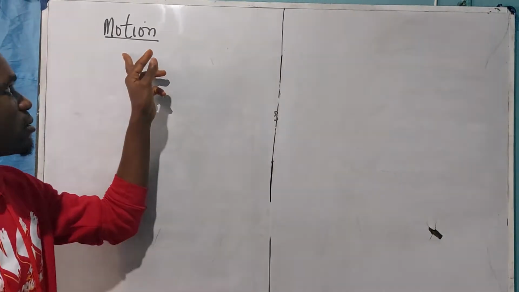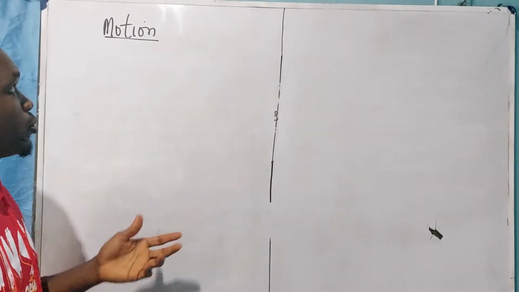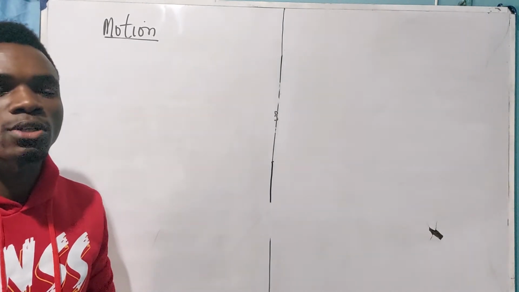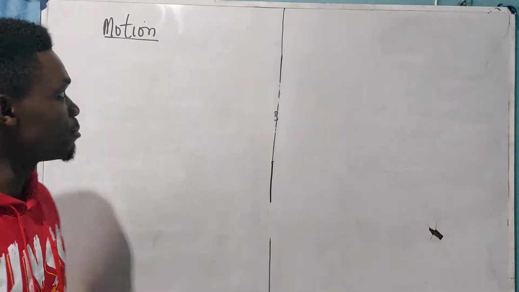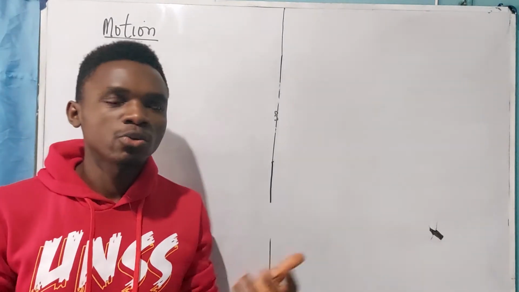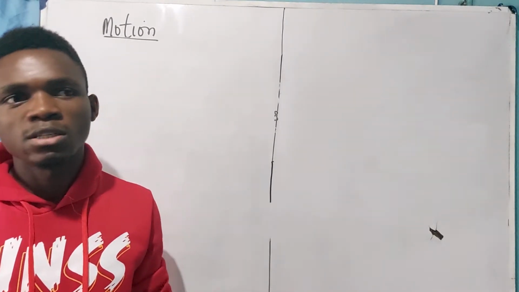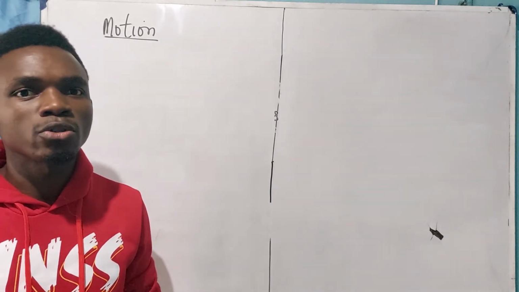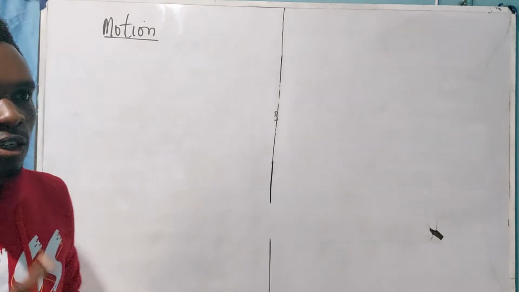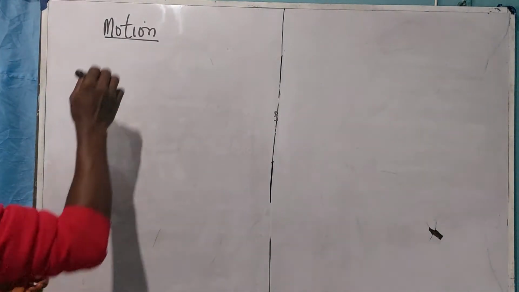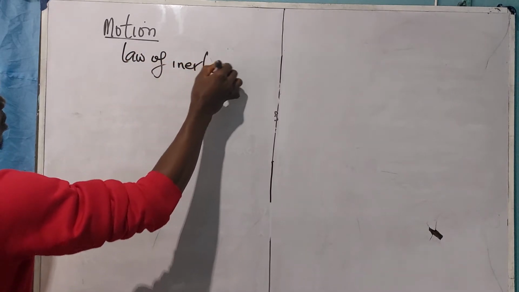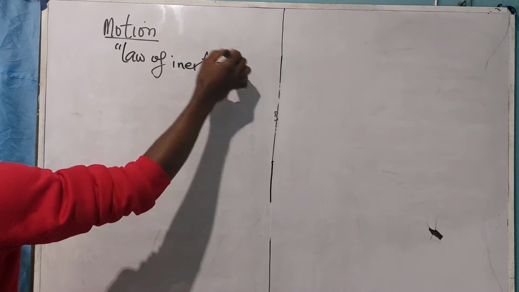Now we are discussing motion in physics. Motion means the change of the position of an object as a result of an applied force. Which means that a body will not move unless a force is being applied. According to Newton's first law, a body will continue in a state of rest unless there is an applied force. Take note, Newton's first law of motion is also called the law of inertia. Please take note of that. It is very, very important.